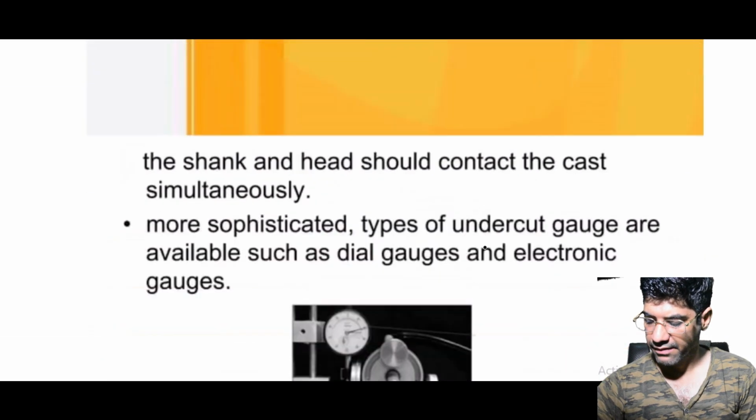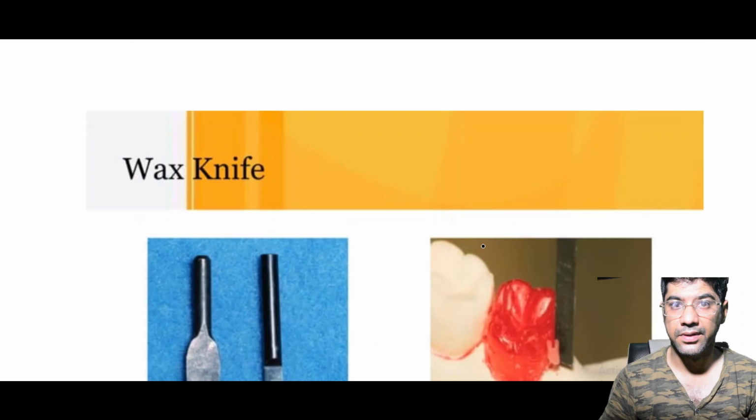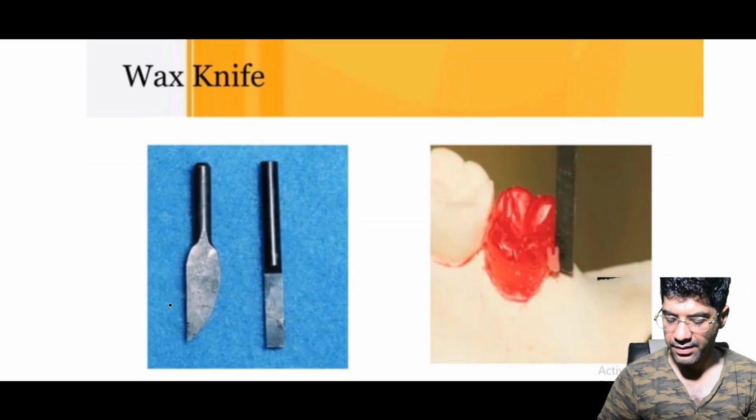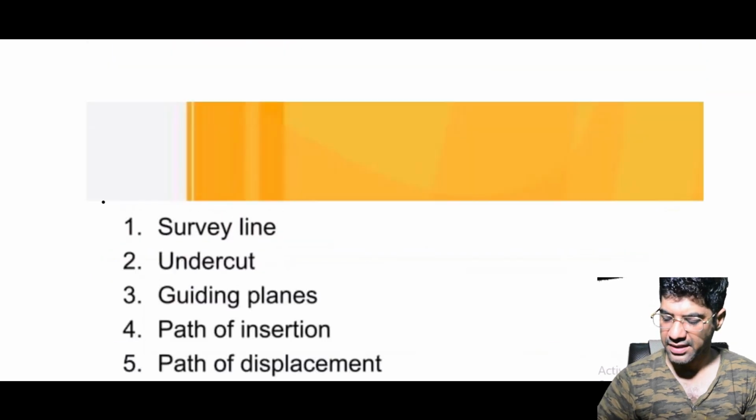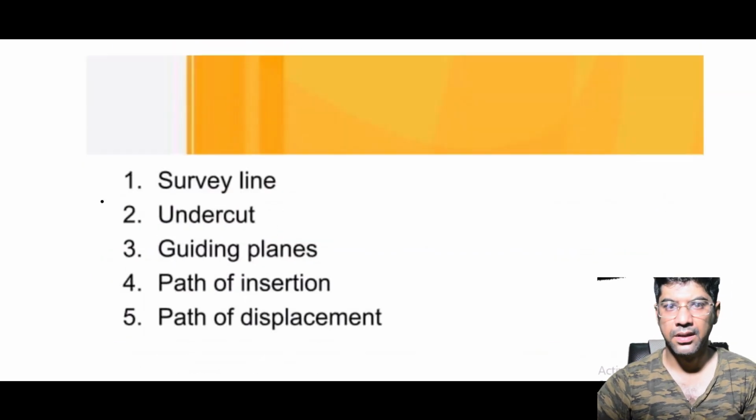The next is the wax knife. So this one is the wax knife. The wax knife is a tool that can be attached to the mandrel of the surveying arm, and it is used to trim excess wax and block out undesirable undercuts. So what is its function? It is used to modify the wax pattern and ensure that the undercuts are blocked out according to the desired path of insertion. Now let us discuss the survey lines.